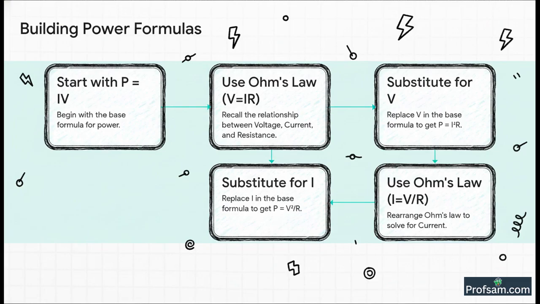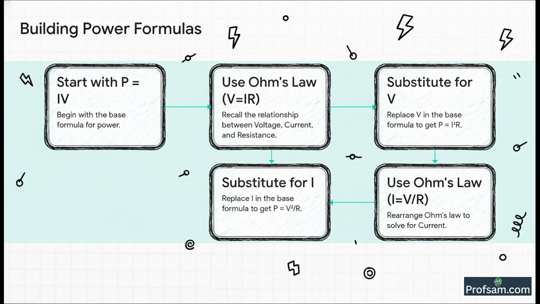Now, this is the really cool part. From our one base formula, P equals IV, we can actually build two more super important formulas. You just need to remember our good old friend Ohm's law, V equals IR. So let's take that and substitute it for V in our power formula. P becomes I times, instead of V, we write IR. So that's P equals I into R, which gives us P equals I squared R. That's our second key formula.